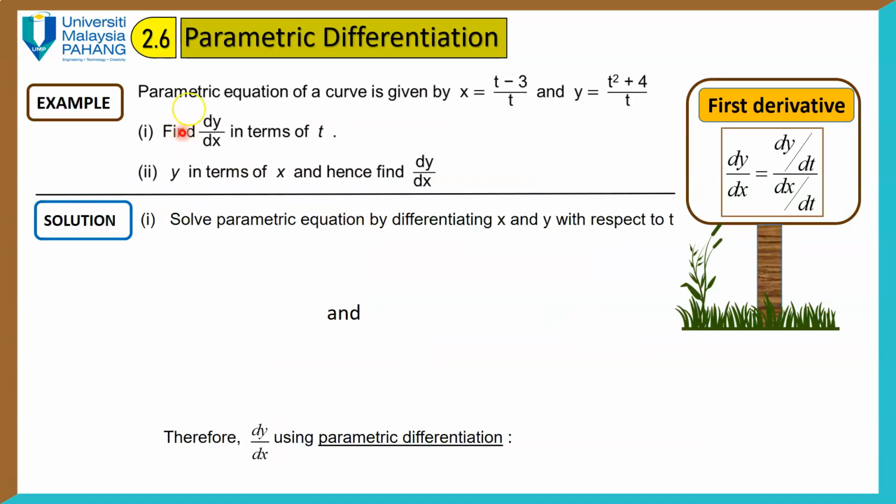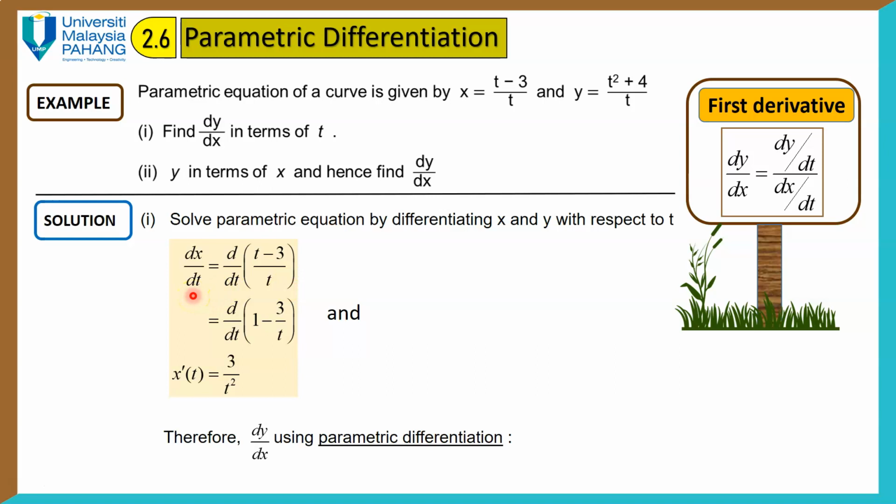Let's try an example. The parametric equations of a curve are given by x equal to t minus 3 over t and y equal to t squared plus 4 over t. First, you are asked to find dy/dx in terms of t. We will use this formula. Before we can find dy/dx, you must find y prime of t and x prime of t first. Therefore, we need to differentiate x and y with respect to t.